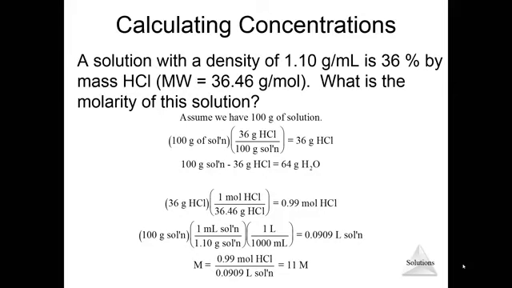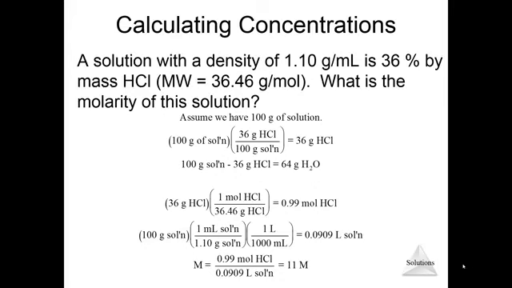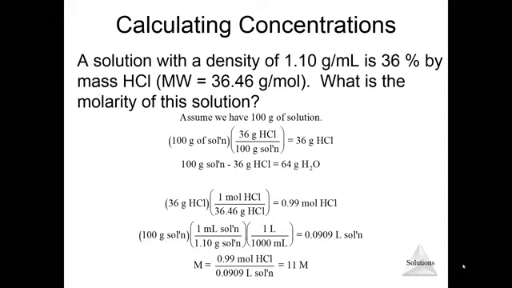100 grams of solution minus 36 grams of HCl also tells us that we have 64 grams of water. Okay? So what we just did by assuming 100 grams of solution is calculate the grams of solution that we assumed, 100 grams. We calculated the grams of solute, 36 grams. And we were able to calculate the grams of solvent, 64 grams. Knowing all three of these pieces of information will make our life easier going forward.